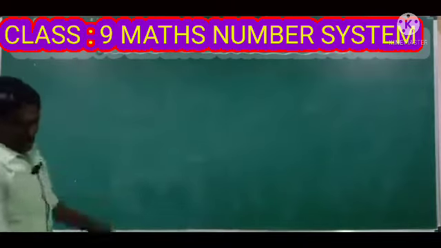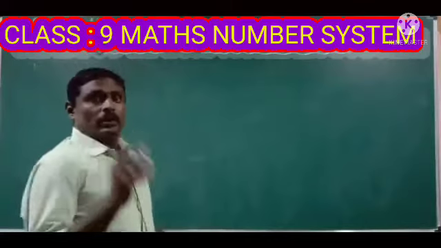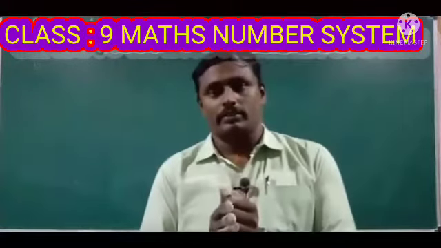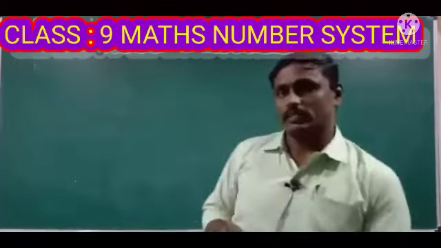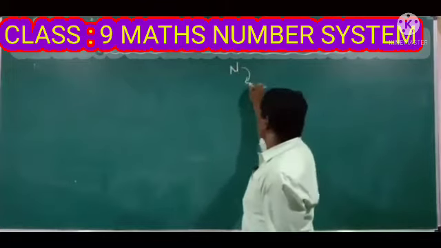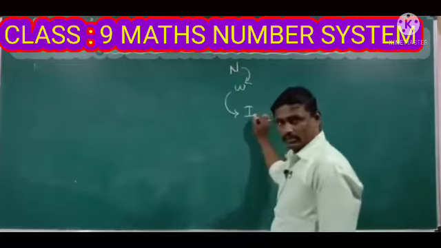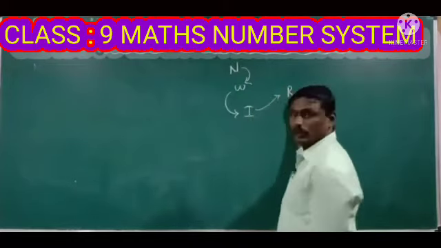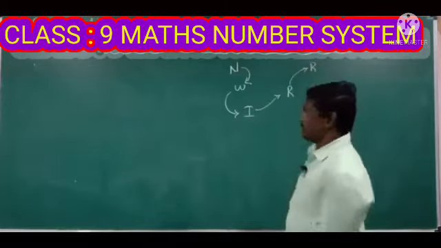Now the main concept is rational numbers. Now you are getting some idea about the numbers. Natural numbers belong to whole numbers. Whole numbers belong to integers. And integers belong to rational numbers. And rational numbers belong to real numbers.